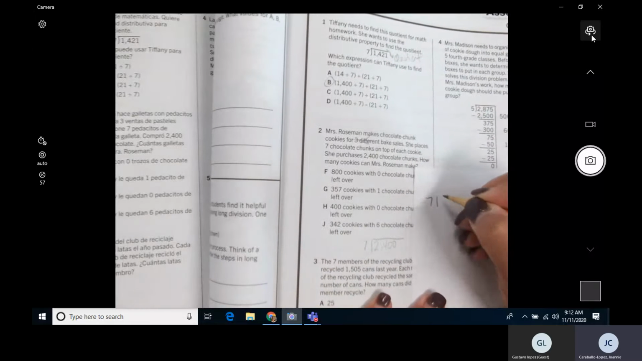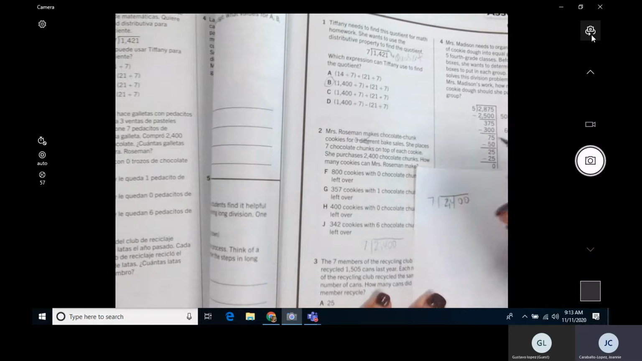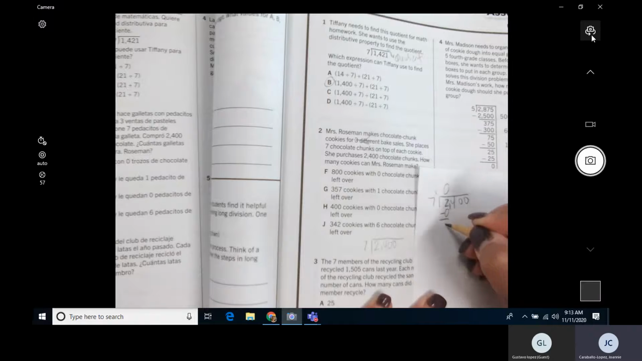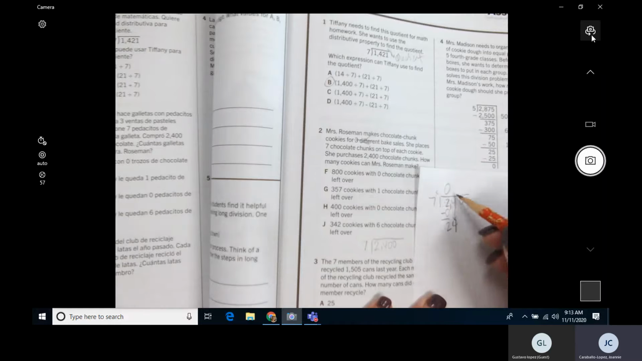So, yo necesito hacer esto porque en realidad, medio a lo mejor de mi cabeza puedo pensar, pero 7, ¿por qué número entra en 2? 0. Pongo mi 0 aquí, resto, tengo 2. Omar, pay attention, last time. Bajo el 4. ¿Qué número en la tabla de 7 está cerca al 24, pero no mayor de 24? Dígame, Brayden.